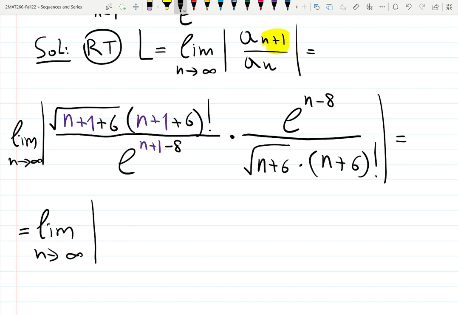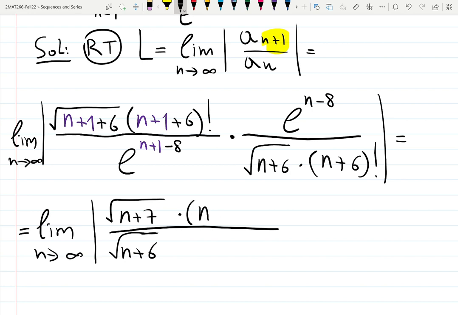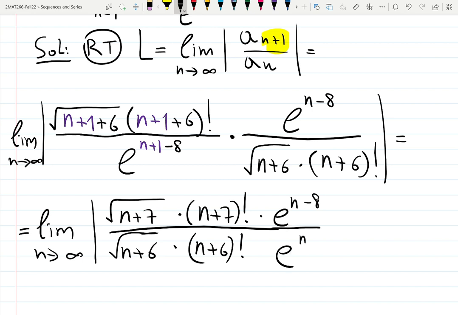Let's figure this out. Let's collect square roots on top of each other. The square root at the top is n plus 7. The square root at the bottom is n plus 6. Agree? I will make some mistakes on purpose, so you better pay attention. N plus 7 factorial over n plus 6 factorial. Agree? Finally, e to the n plus 8 over e to the n plus 7. I think everything is correct here.